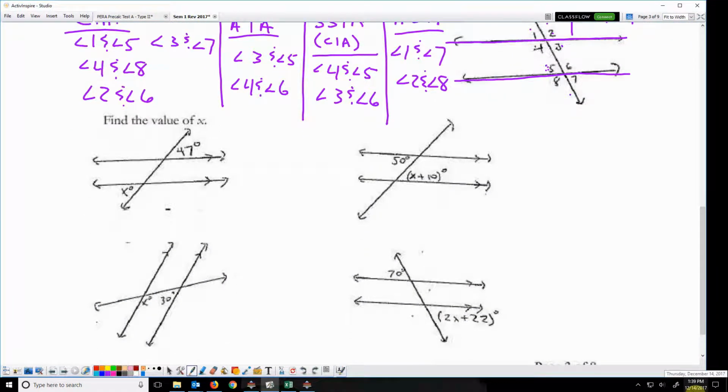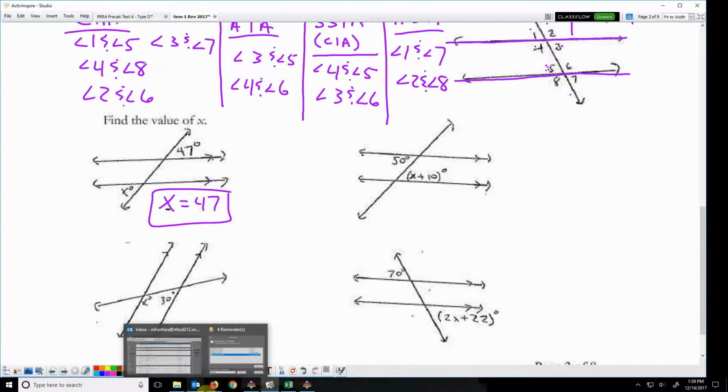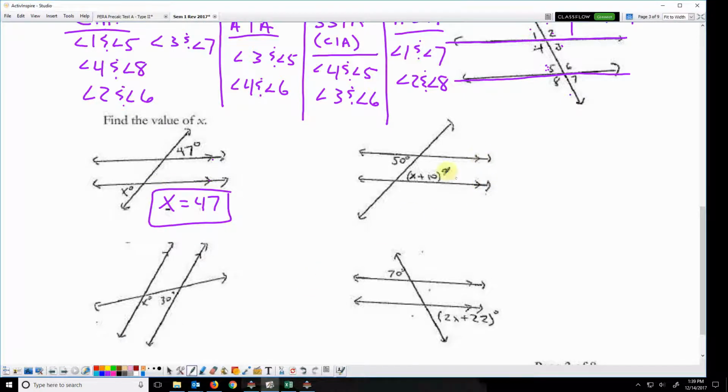Find the value of x. When lines are parallel, which these arrows tell me they are, alternate exterior angles are congruent. So x is 47. When lines are parallel, alternate interior angles are congruent. So x plus 10 is equal to 50. So minus 10, x equals 40.